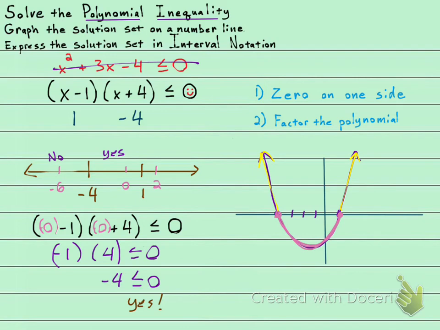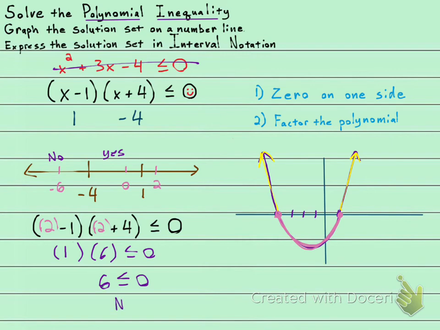So everything in this interval right here is part of my solution. All right, and now oftentimes these intervals will alternate, but not always. So let's check the last interval. All right, our test point over here is a 2. I'm going to plug in a 2. 2 minus 1 is 1. 2 plus 4 is 6. 1 times 6 is 6. Is 6 less than or equal to 0? And the answer is no. So everything in this interval is a no.